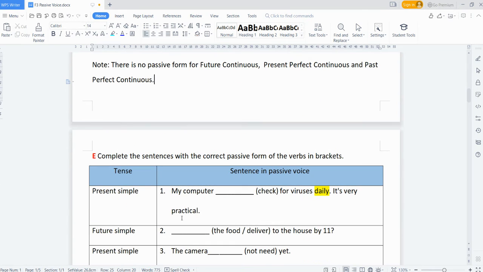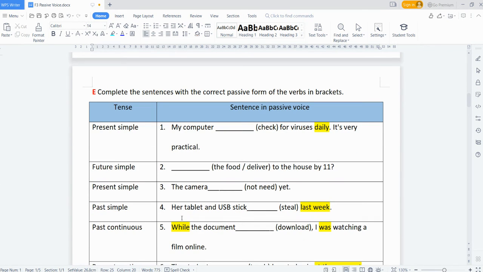Okay, so we look at this example, this exercise. Okay, this one is quite similar to the one in your textbook. Okay, so first sentence, my computer check for viruses daily. It's very practical. So these sentences in the second column are all in passive voice. Okay, so the first sentence is written in present simple. How do we know that? Because of the word daily. Hari-hari kita buat, kita guna present simple.